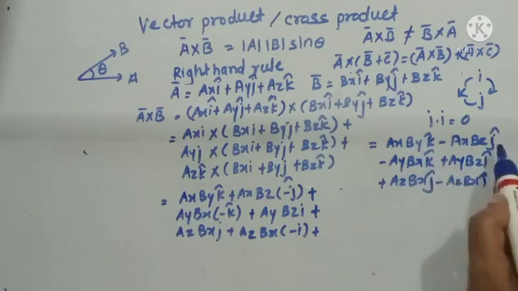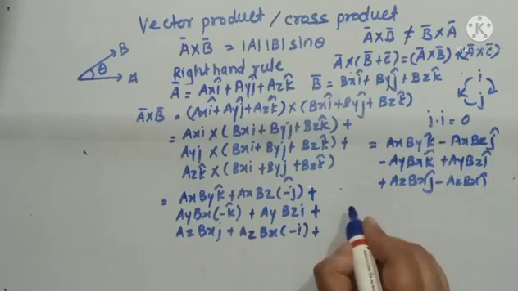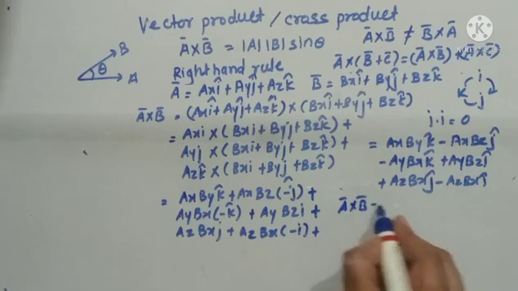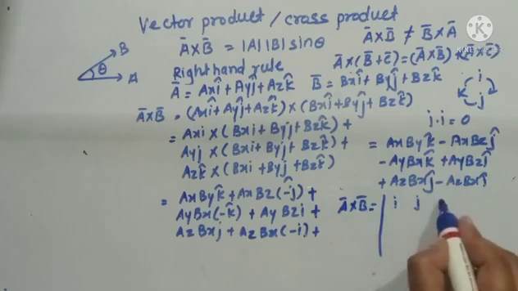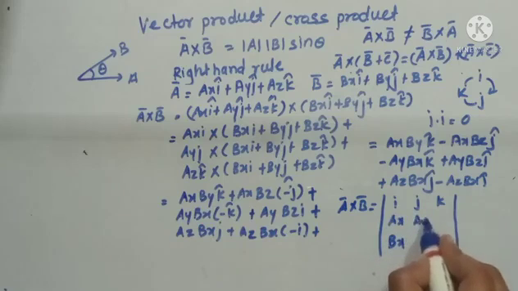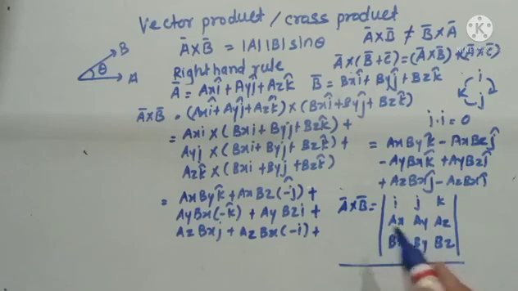So there are 2 k terms, 2 j terms and 2 i terms. So that will be equal to the determinant with rows vector i, vector j and vector k; ax, ay and az; bx, by and bz. So this will be the cross product of the two vectors.